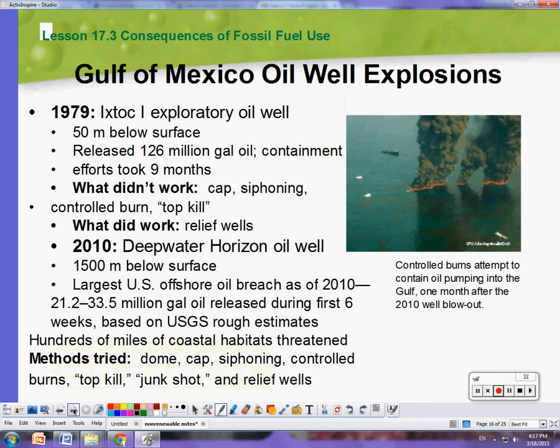All right, so looking at different well explosions, we talked about this a little bit, so I just want to make sure I mention it again because it's going to be on the final. We've got Deepwater Horizon, where that was that big spill. The different things that they tried to control it, and none of it really worked very well. Okay, moving on.